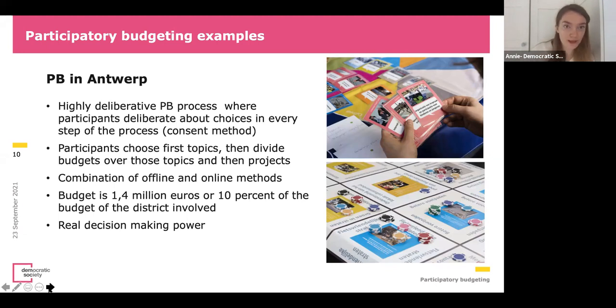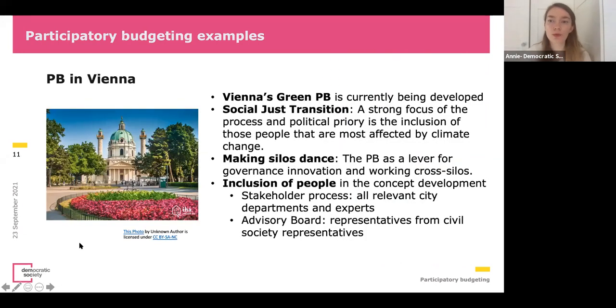And I'm just going to move on to Vienna. This is currently being worked on. They're focusing more on green PB, so a climate focus. So social just transition is a strong focus of the process, and political. So inclusion of people that are most affected by climate change, bringing in people that are most affected by it. And making silos dance. So the PB is a lever for governance and innovation and working across silos. So that's their focus around this.